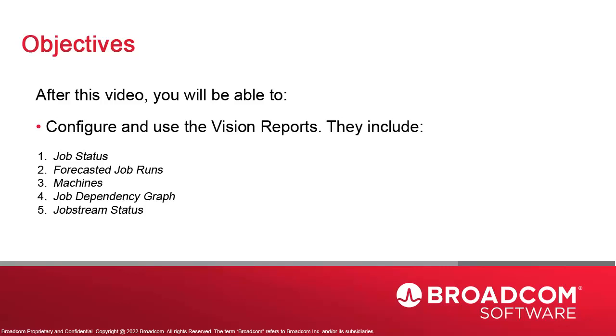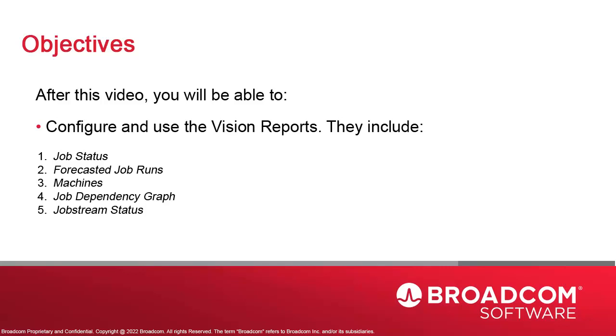and forecasted. We discuss 5 reports, which are the Job Status report, which sources data directly from the schedulers and shows the current state of operations, volumes, and statuses for completed and in-progress jobs. The Forecasted Job Runs report shows similar information, but for jobs scheduled in the future. This report also uses data from the schedulers.